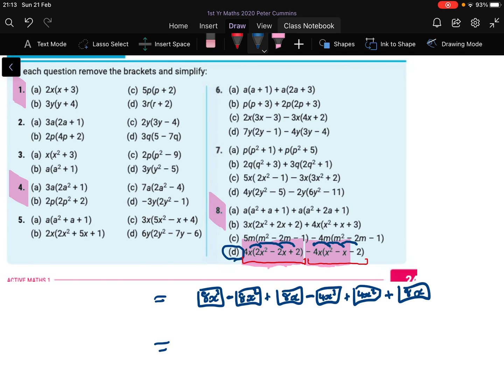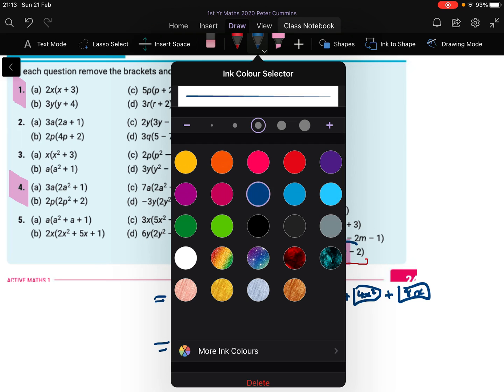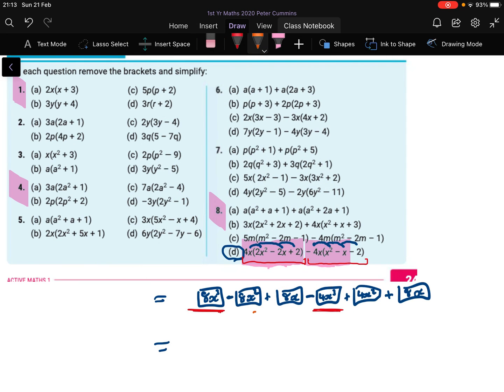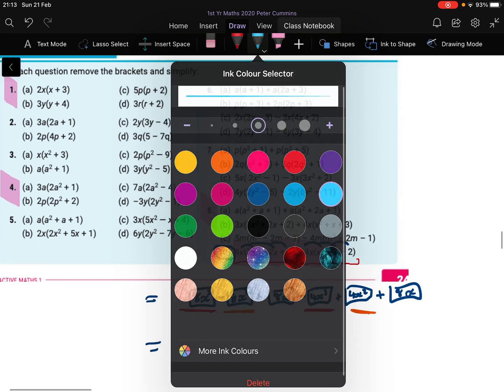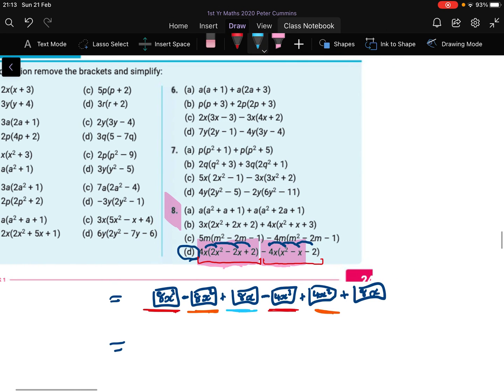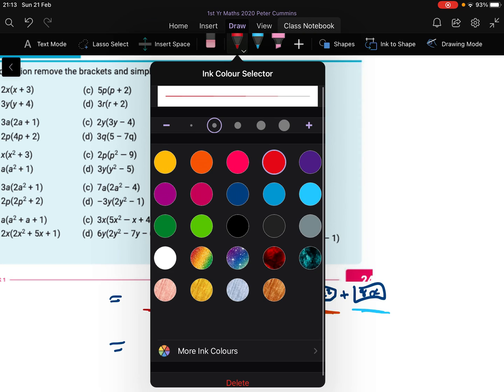Okay, I'm still not sure of the answer, because I'm not sure what cubes and squares I have. So I'm going to underline them, because I like to have them underlined so I know what I'm adding and taking away to what. So here's an x cubed and here's an x cubed. Here's an x squared and here's an x squared. And there's an x and there's an x. So I'm going to add the reds to the reds, the oranges to the oranges, and the blues to the blues, as we did on day one of doing this.